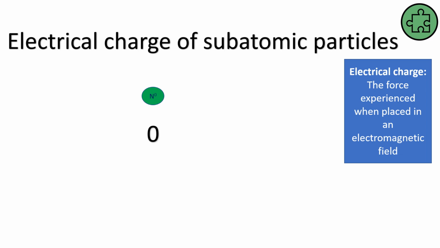It wouldn't be attracted to the positive or to the negative. It has a neutral charge, so 0. And that is why you can see in the N, I've put a little 0 next to it for 0 charge. Now protons, P for protons, P for positive, they have a positive charge and it's a +1 charge.